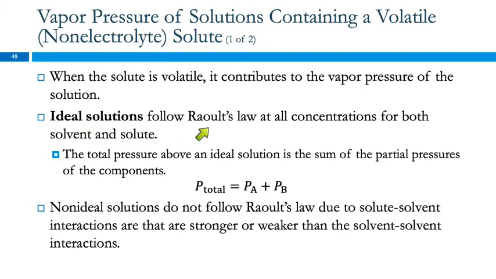An ideal solution is going to follow Raoult's law at all concentrations. It's going to follow the rules, be nice and ideal. So then the total pressure above the solution would be equal to the partial pressure, or the vapor pressure, of one component plus the vapor pressure of the other component. Many solutions, though, are non-ideal because of the interactions between the solute and the solvent.